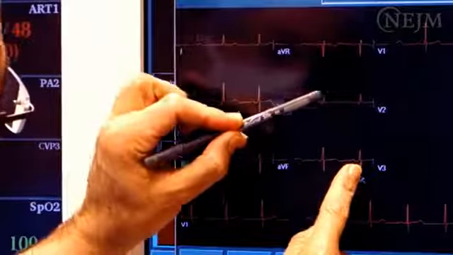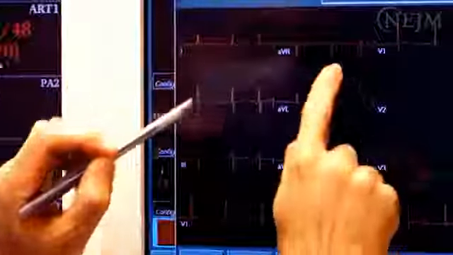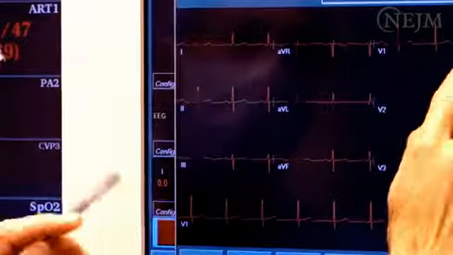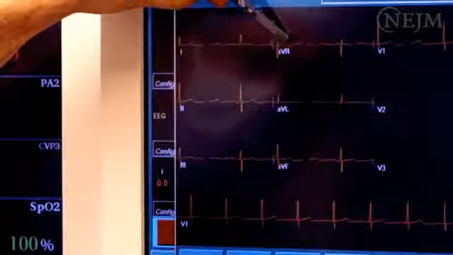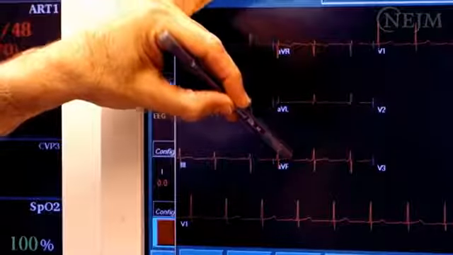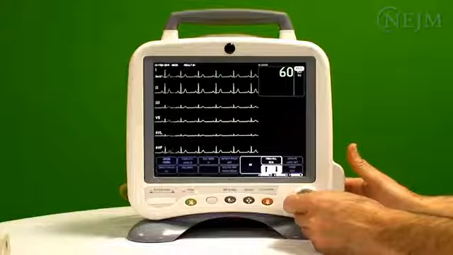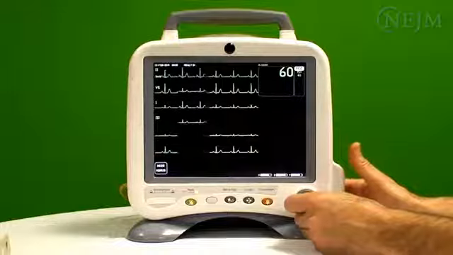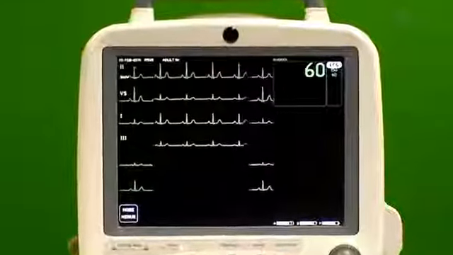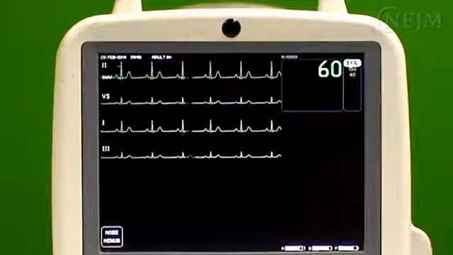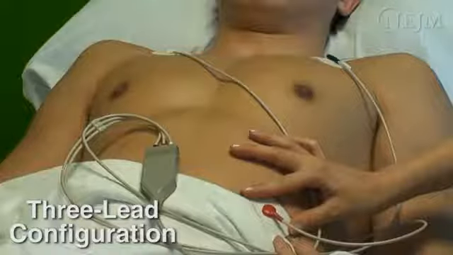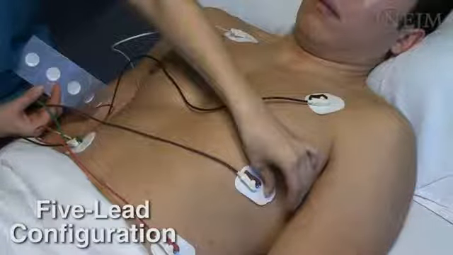The uses of electrocardiographic monitoring have evolved from the tracking of heart rate and basic rhythm to the detection of complex arrhythmias, myocardial ischemia, and changes in the QT interval. Electrocardiography, or ECG, is an inexpensive, reproducible, non-invasive technique that can be invaluable when it is performed correctly. This video focuses on 3-lead and 5-lead configurations, which are commonly used in real-time ECG monitoring.